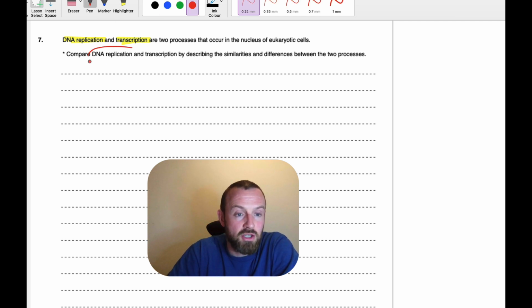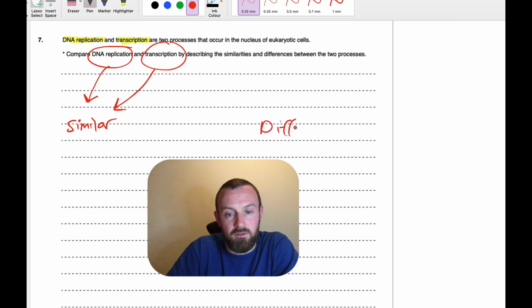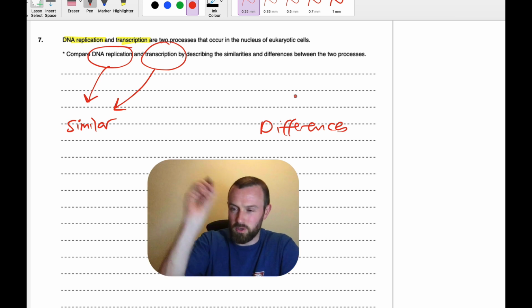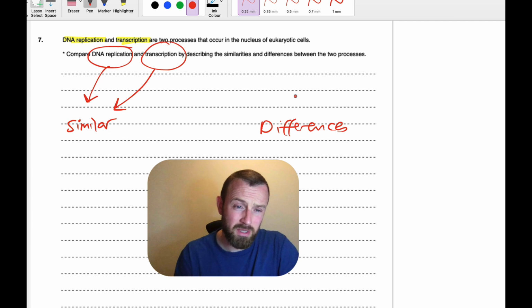So replication and transcription. Now, in any question that asks you to describe the similarities and differences, pretty much half the marks are going to be for similarities, and half the marks are going to be for differences. You might even just put those two words up in the margin, and then try and put some bullet points down.